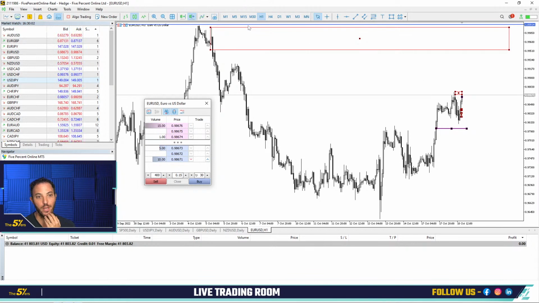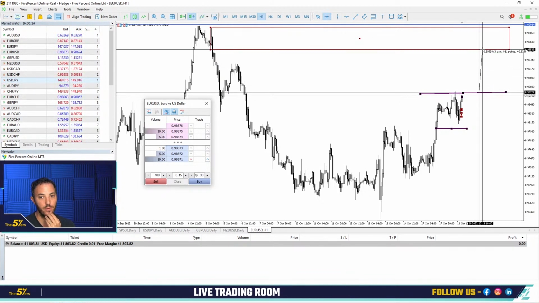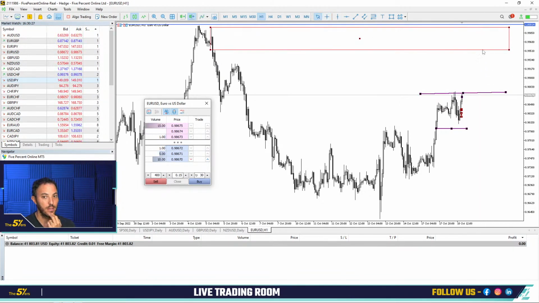If I was selling this area, I'm not saying I will, but if I was, then my target would be this area, around, you know, above this support. So the distance between now and the area is 80 pips. So depending on the time frame, you will need to adapt your target.